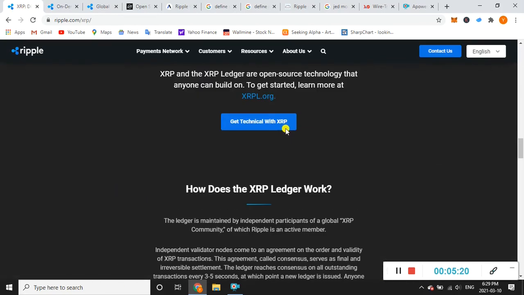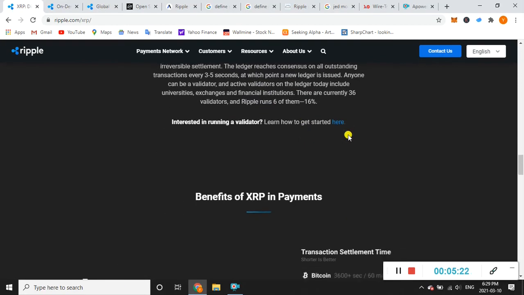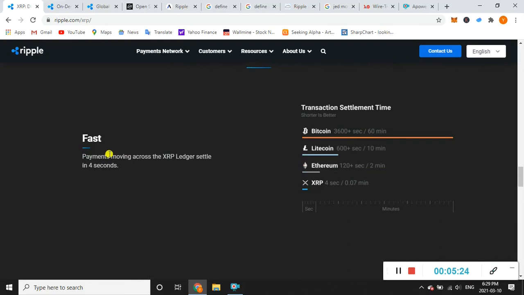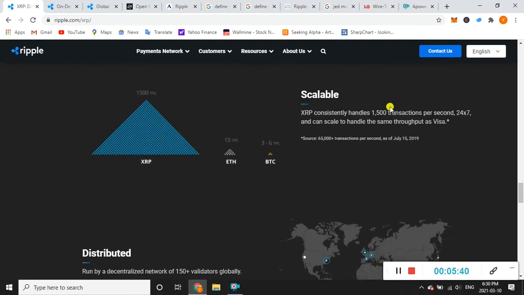RippleNet, yes. I'm just trying to do this quick and dirty, so this just demonstrates how fast it is. Bitcoin, 3,600 seconds plus, Litecoin, Ethereum, XRP is 4 seconds, which is incredible. That's amazing. It's lightning fast. Again, it's only for institutions, but I think it's going to revolutionize the way that we do things.